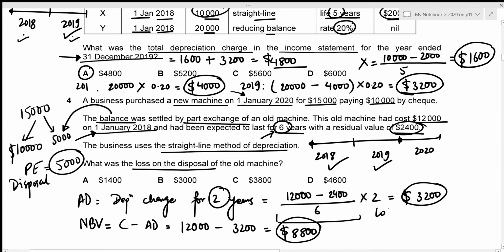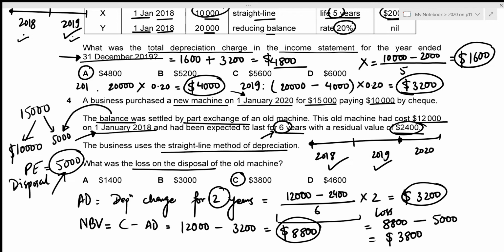And loss is just the difference of the net book value and the disposed value. In this case, that's 8,800, which is the net book value, minus the disposed value or the part exchange value, which is 5,000. All right, and this gives our loss on disposal to have the value of 3,800. This is given in option C. That will be our correct answer.